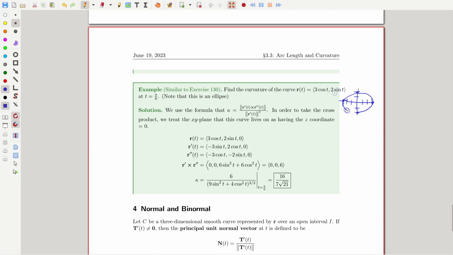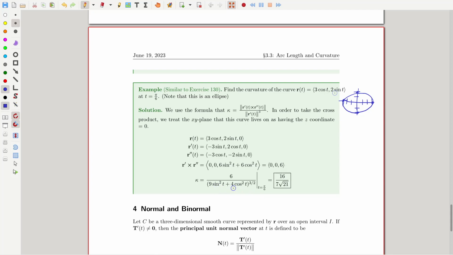You don't have to draw it, but I'm just trying to illustrate for you. So this curve defines an ellipse, and we're interested in the curvature at the time t equals pi over 6. So that's why we take this expression and evaluate it at pi over 6, which we can actually do. You could, in fact, do this by hand.